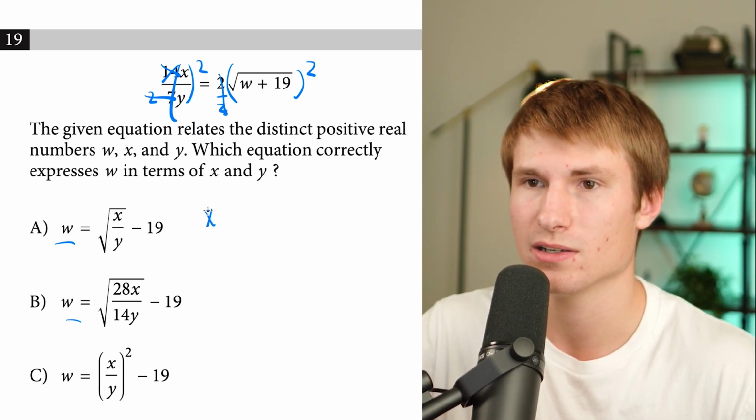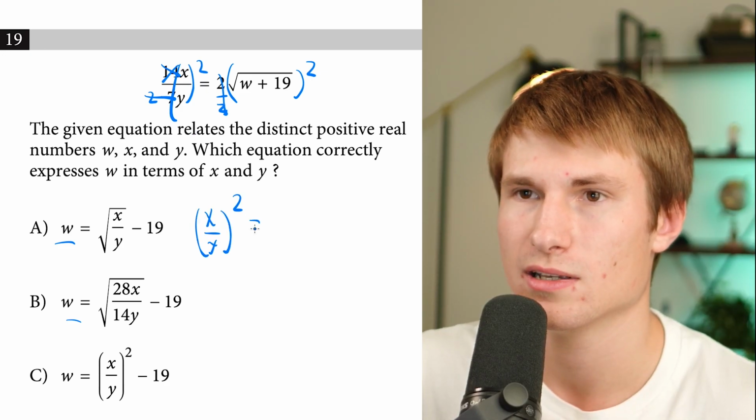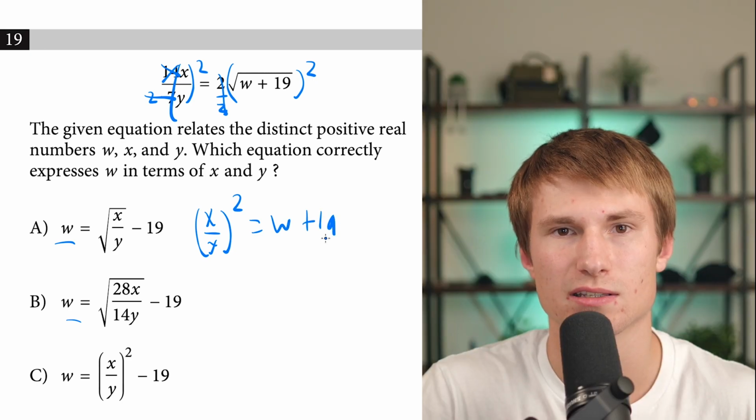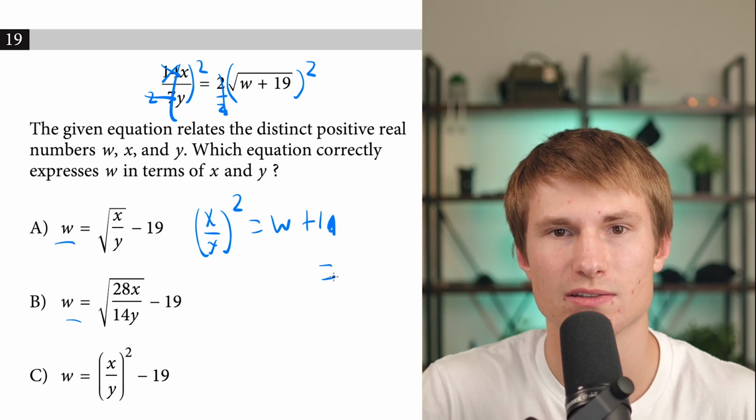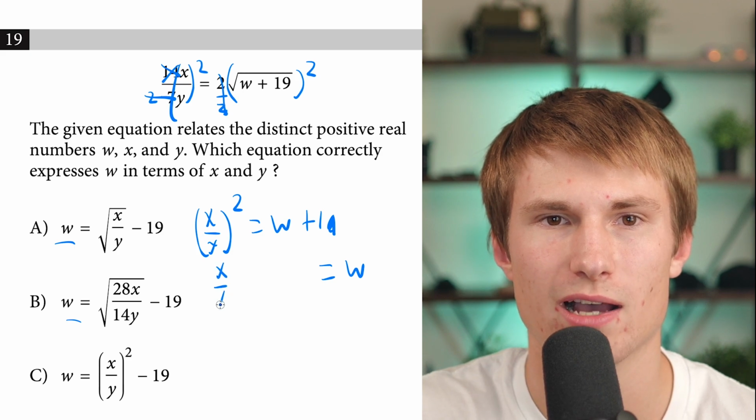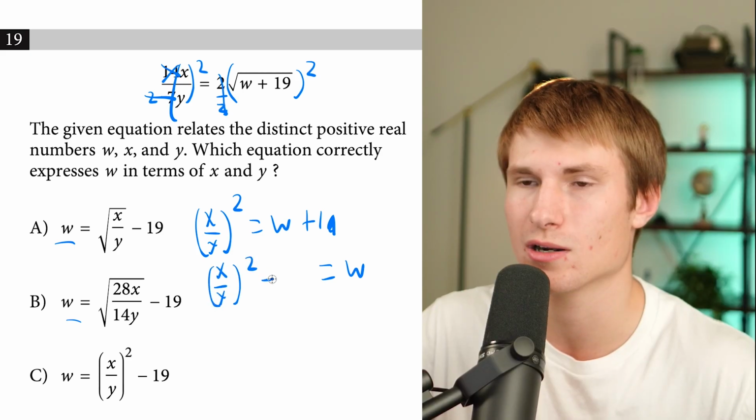So what we're going to end up with then is x over y squared is equal to w plus 19. To isolate w, we've got to subtract 19 from both sides. So we're going to end up with w is equal to x over y, and that's all going to be squared, minus 19.